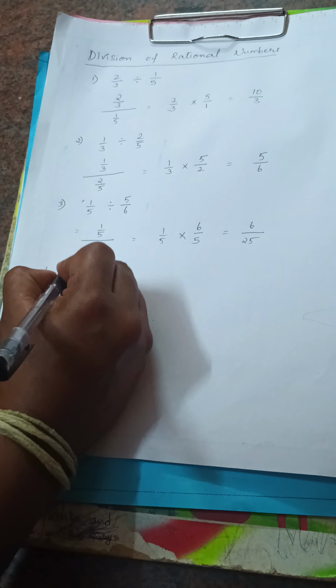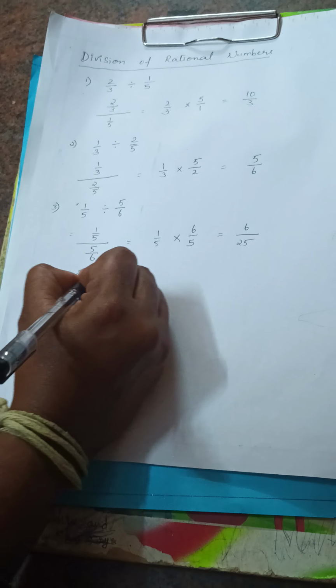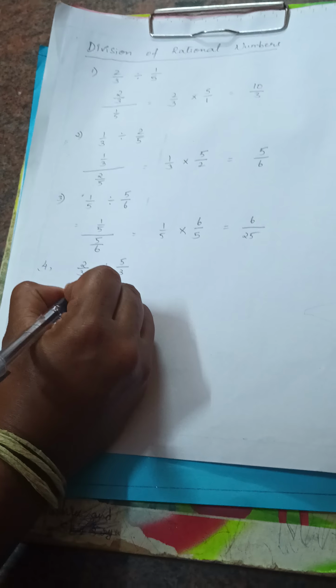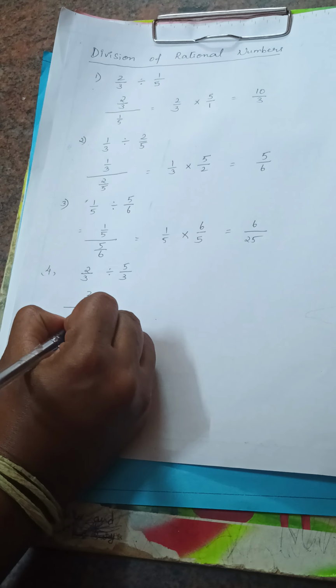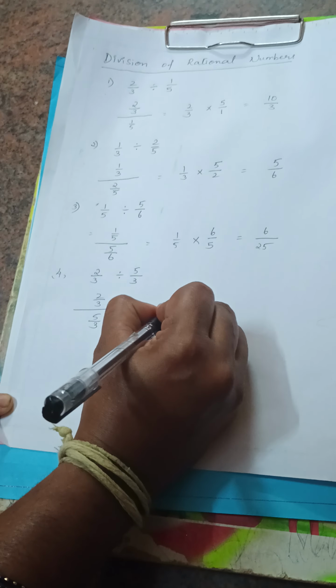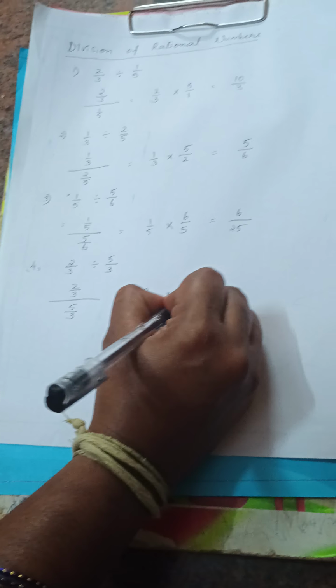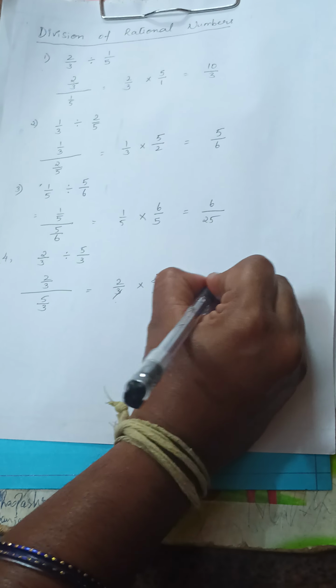Let us take one more example for better understanding. 2/3 ÷ 5/3. So 2/3 keep it here, division 5/3, so 2/3 multiplication, here 3 will come up and 5 will go in the denominator place. So 3 and 3 will get cancelled, and the answer is 2/5.